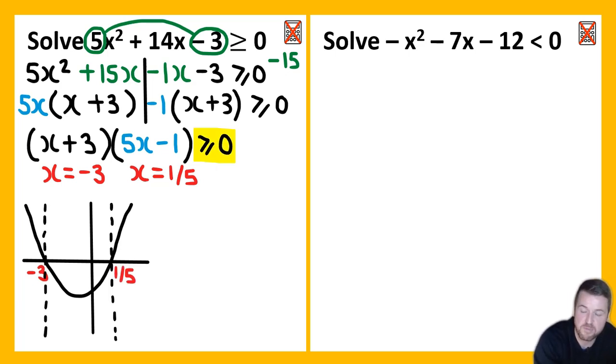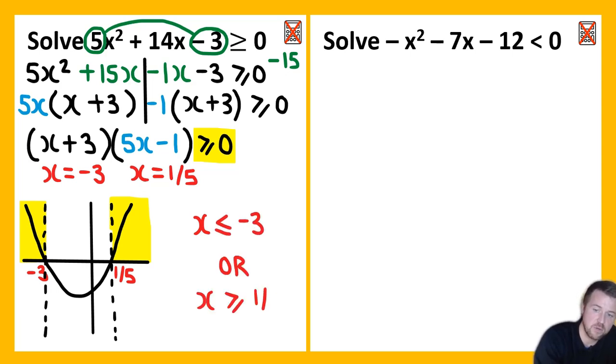I'm looking to solve when my quadratic expression is greater than or equal to 0. This will be above the x-axis, and my solutions for my quadratic when above the x-axis are to the right-hand side of 1/5 and the left-hand side of -3. Therefore, my solutions would be when x is less than or equal to -3, or when x is greater than or equal to 1/5. On to the second question.